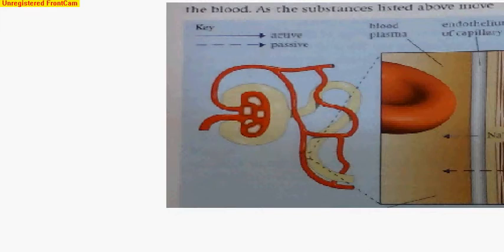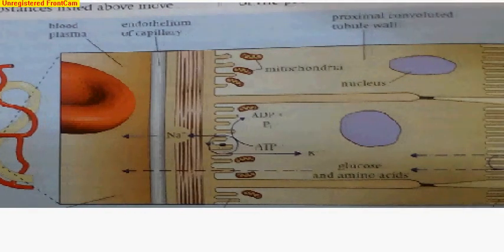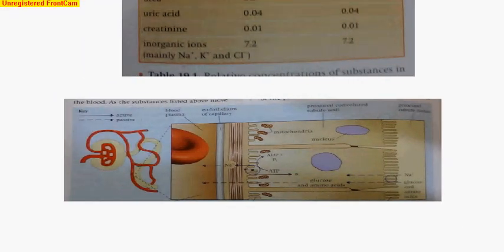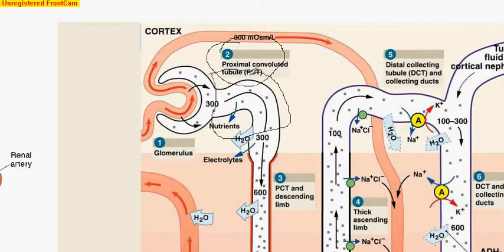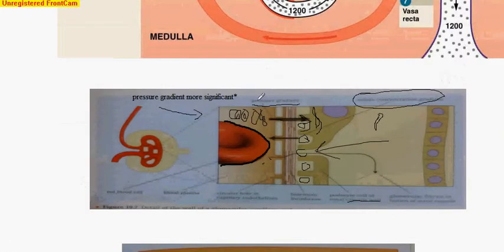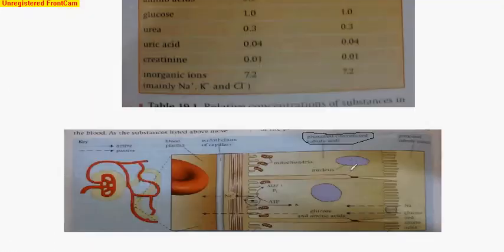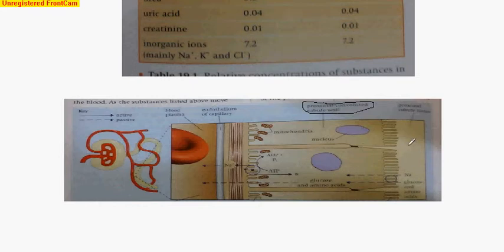Okay, so let's look at this diagram over here. Let us zoom out a bit so that we can get it clearly. Now here we can see that this is the proximal convoluted tubule wall. This is the wall, and we have substances which move this way, and we have some that move back here.